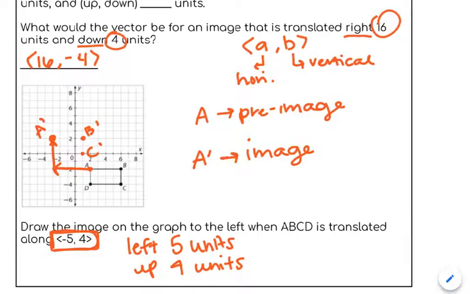C prime. And then D prime. Left 5 units. Up 4 units. Going to be D prime. Okay? So now you have your new image. Okay? So these are the points for your image.